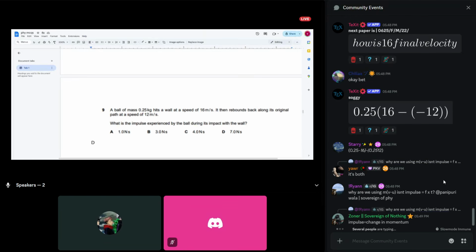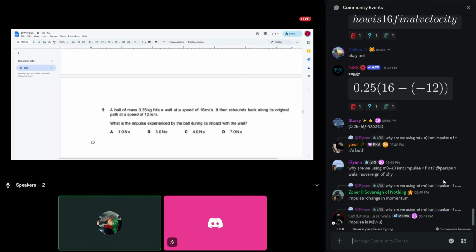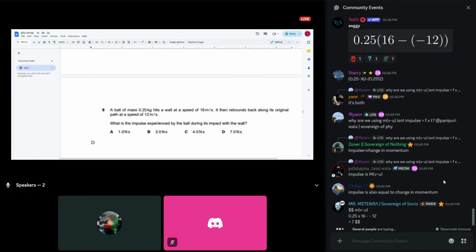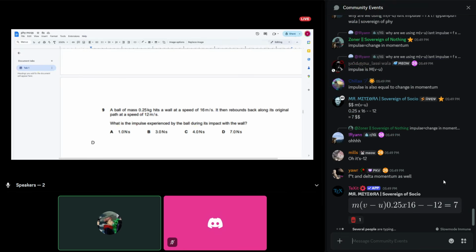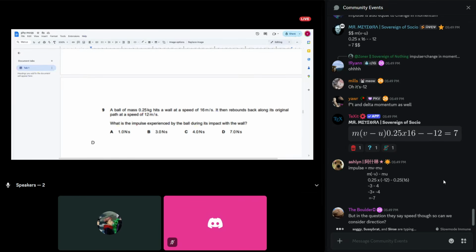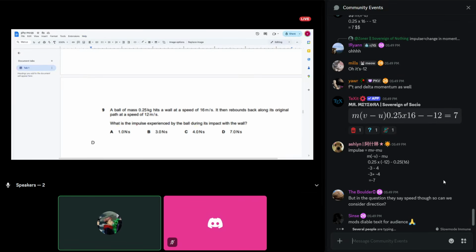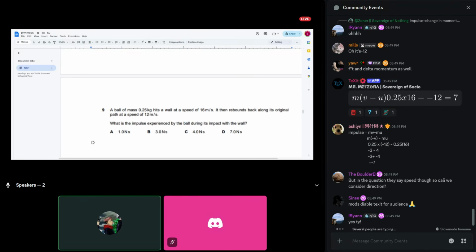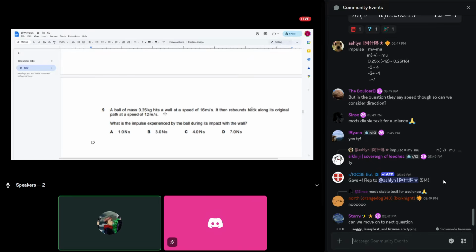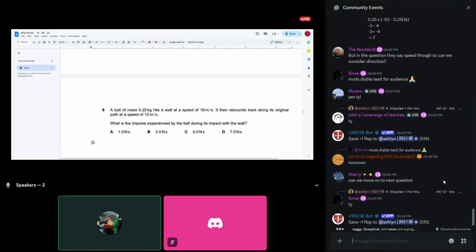Why are we using mv? Look, impulse is change in momentum. Since force is the rate of change of momentum, I can multiply force into time to find the change in momentum. So force into time. Does that make sense? Yeah, we can. Look, they mention directions, right? Back along and hits a wall at this speed. So we can consider positive and negative. Is that understood?